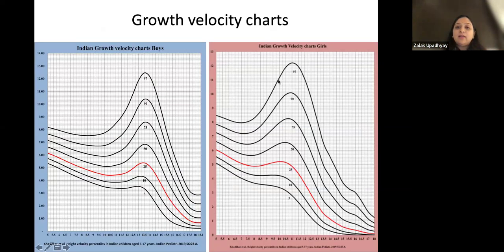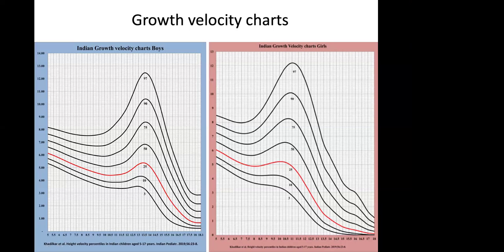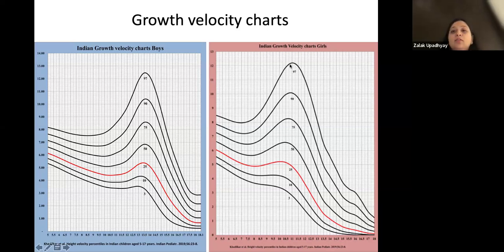And why do these lines go up? Anybody? What are these lines? Why do they go up like this and then come down? What is this? Puberty. Yes, puberty, very right. This is the pubertal growth spurt, right? And if you look at the girls, when does the pubertal spurt come? See, it's around 10, 10 and a half. Here, look at this, 10, 11. And in boys, it's late. It's around 13, 14.